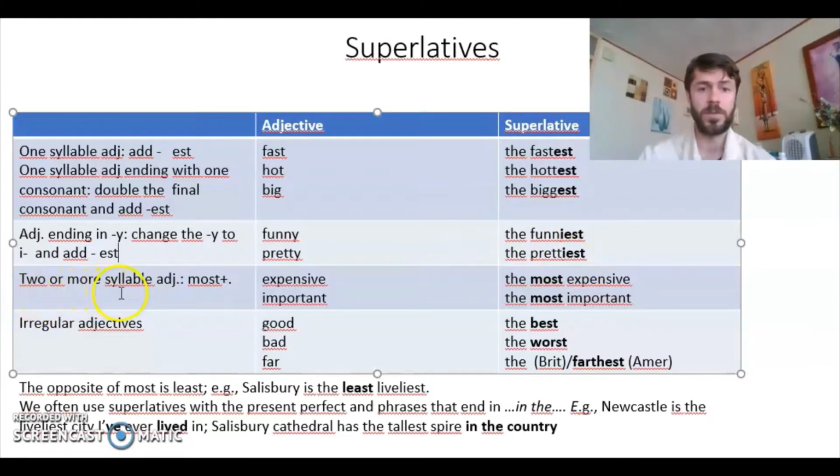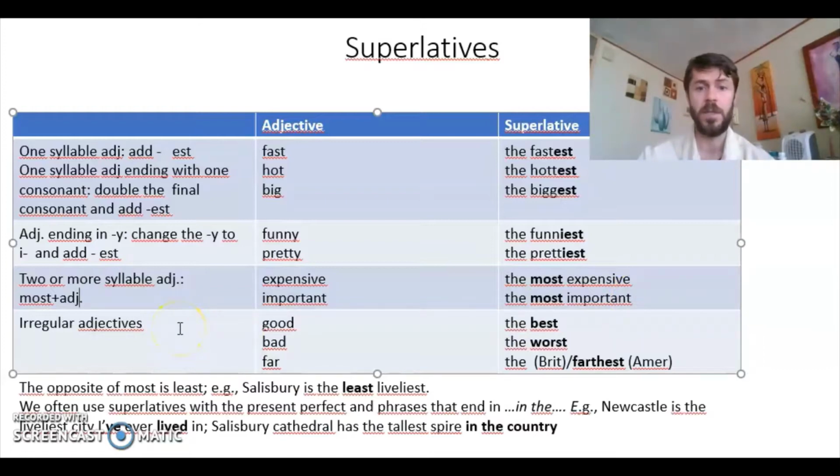Two or more syllables. Adjectives with two or more syllables, we need most here, right? And it's most plus what? Because we have expensive, we have the most expensive. So important here is it's only the adjective. So most plus adjective. That's different from the others, right? Because here they take iest, funniest, prettiest, and these take est, fastest, hottest, biggest. But these don't take anything. It's just the adjective. Expensive, important. The most expensive, the most important.